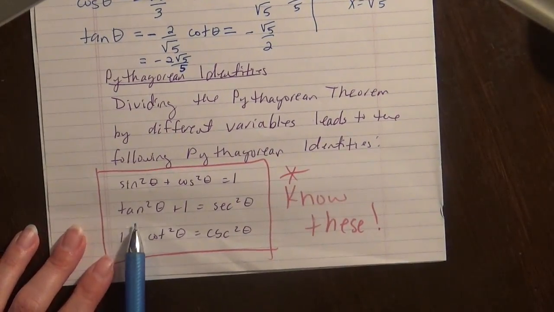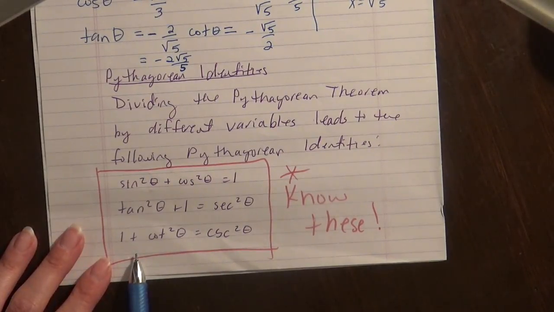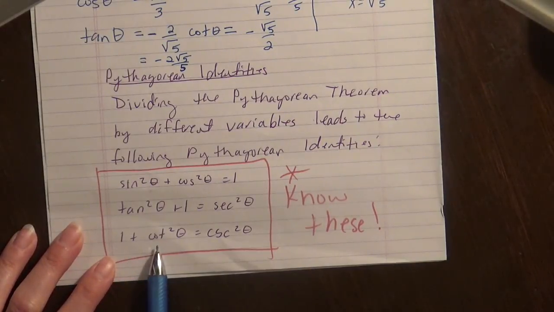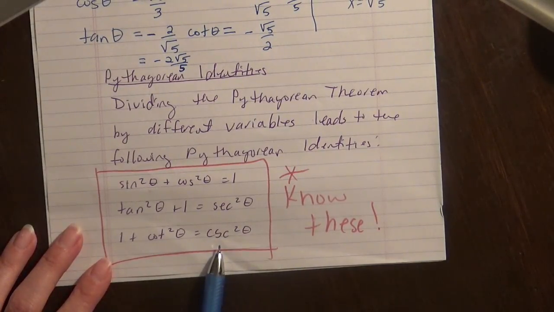Okay, and that's my second one here. Tan squared theta plus 1 equals secant squared theta. And then the third one, you would get this one if you divided the Pythagorean theorem by y squared. You would get 1 plus cotangent squared equals cosecant squared theta. So, you have to know these. This is another thing to add to your list of things that have to be memorized, and you're just going to have to do it however it works for you.